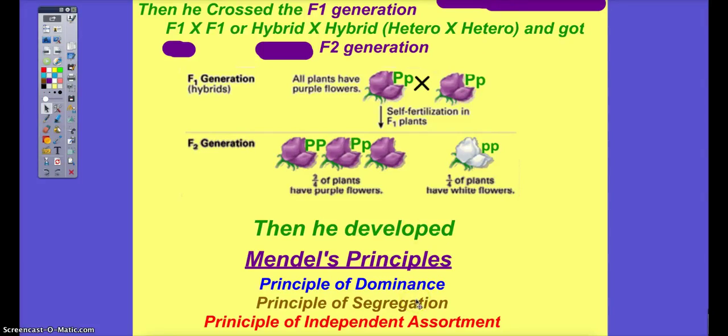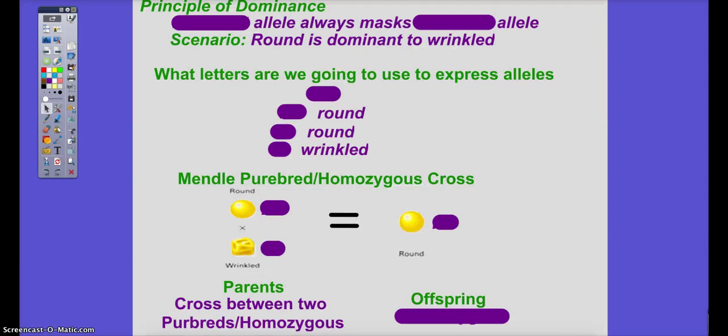So he developed these principles: the principle of dominance, which I'm going to cover, the principle of segregation, and the principle of independent assortment. And he called the offspring from the hybrid cross the F2 generation, which makes sense, right? Principle of dominance says what? The dominant allele always masks the recessive.